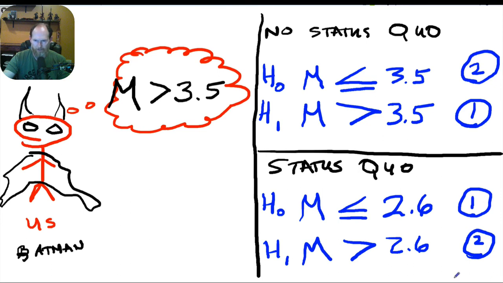Now, I know what you're thinking. Oh, wait a minute. This isn't Batman's belief. His bat belief, yes, there is such a thing, is that they've gone up from 3.5.